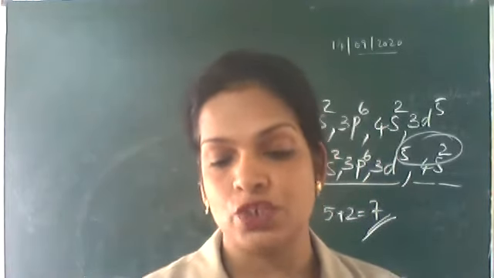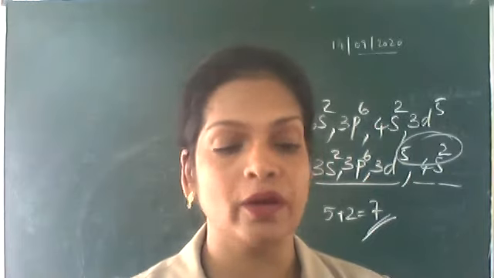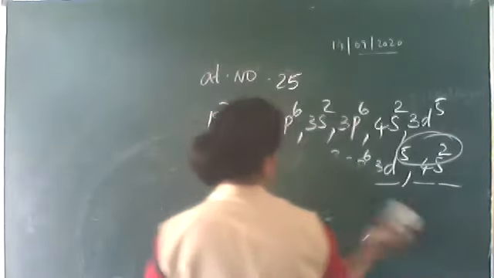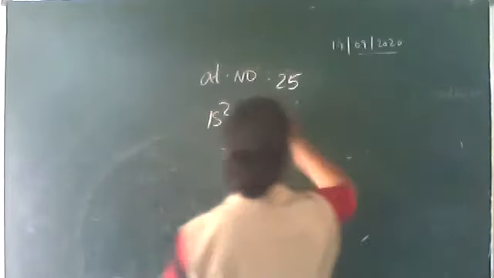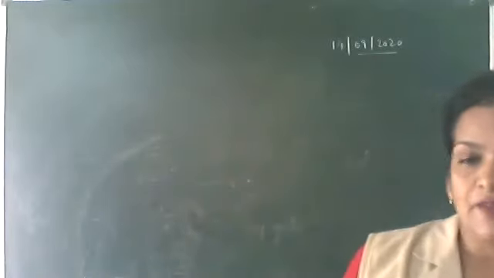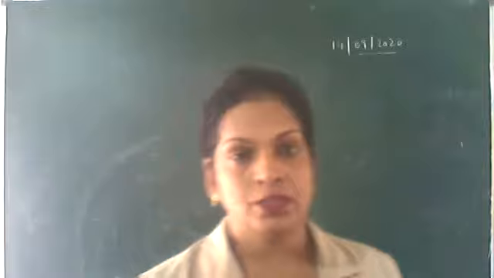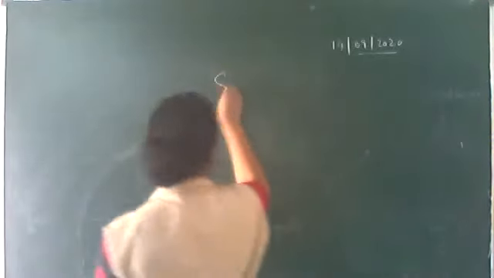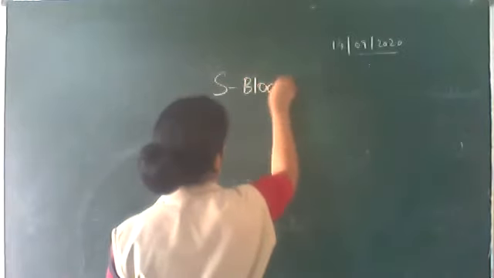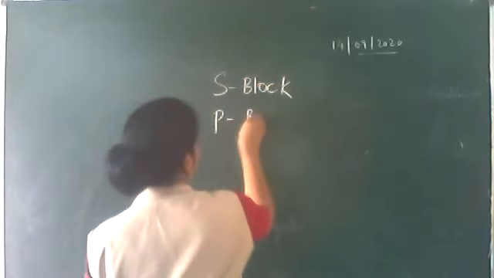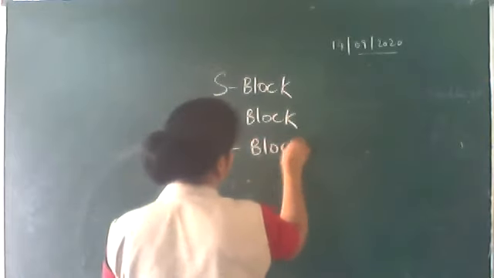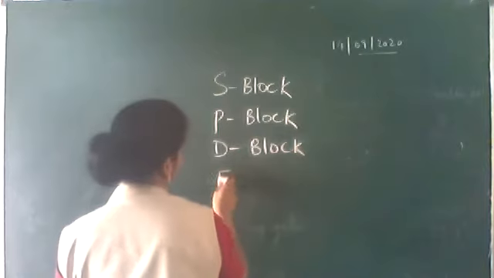Now, classification into s block, p block, d block, and f block. Elements are classified in the periodic table into 4 different categories: s block, p block, d block, and f block.